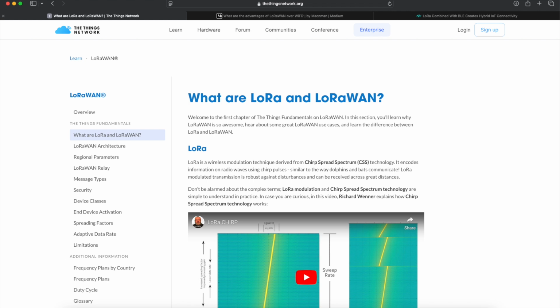LoRa is a wireless modulation technique derived from chirp spread spectrum technology. It encodes information on radio waves using chirp pulses, similar to the way dolphins and bats communicate. LoRa modulated transmission is robust against disturbances and can be received across great distances.